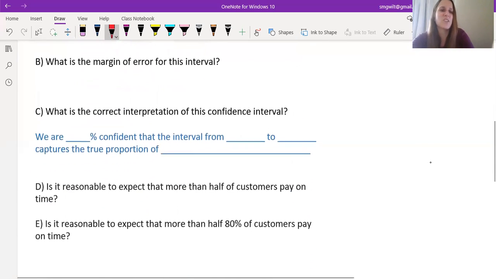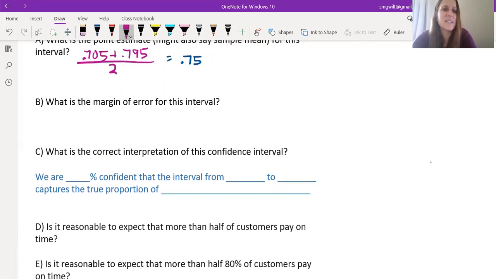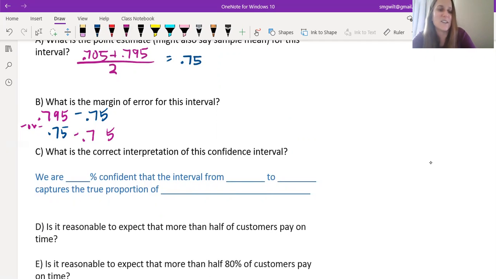So one way to find our margin of error is that we're going to take 0.795, which is my maximum value in my interval, and subtract that middle number. Or I can start with that middle number and subtract the minimum number. So I could also do 0.75 minus 0.705. And either one of those equations gives us a margin of error of 0.045.